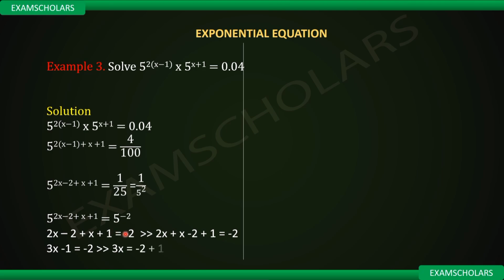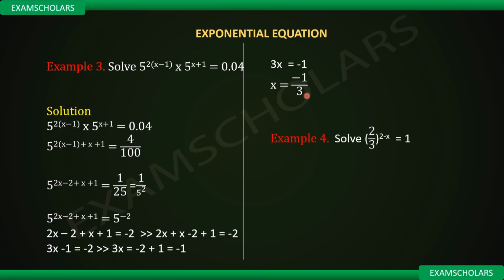It's minus 2. So you carry this minus 1 to the other side. It becomes plus. 3x is equals to minus 2 plus 1 and is equals to minus 1. So what will now be your x? Divide both sides by 3. So you have x is equals to minus 1 over 3. Is it not simple? Very, very simple.